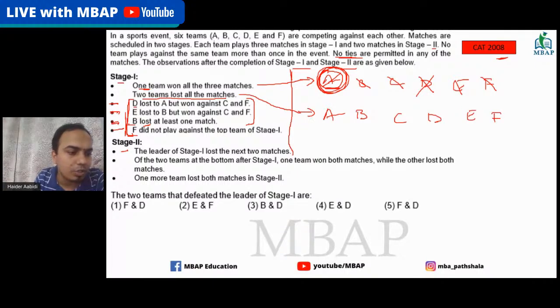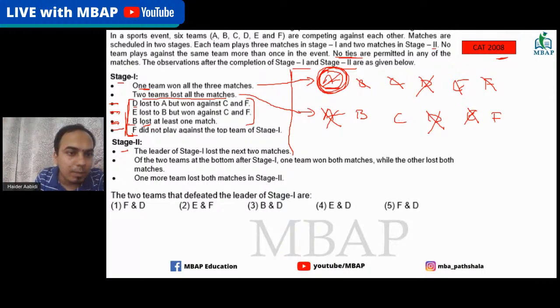Good to see that people are answering C and F. Just for other people who are not able to answer, you see that D has won against C and F, so D is definitely winning at least one of the matches. D is not going to be here. E again won against C and F, so E is also not that team. A has already won 3 matches, so it's not a team which has lost all the matches. Now you're left with B, C, and F.